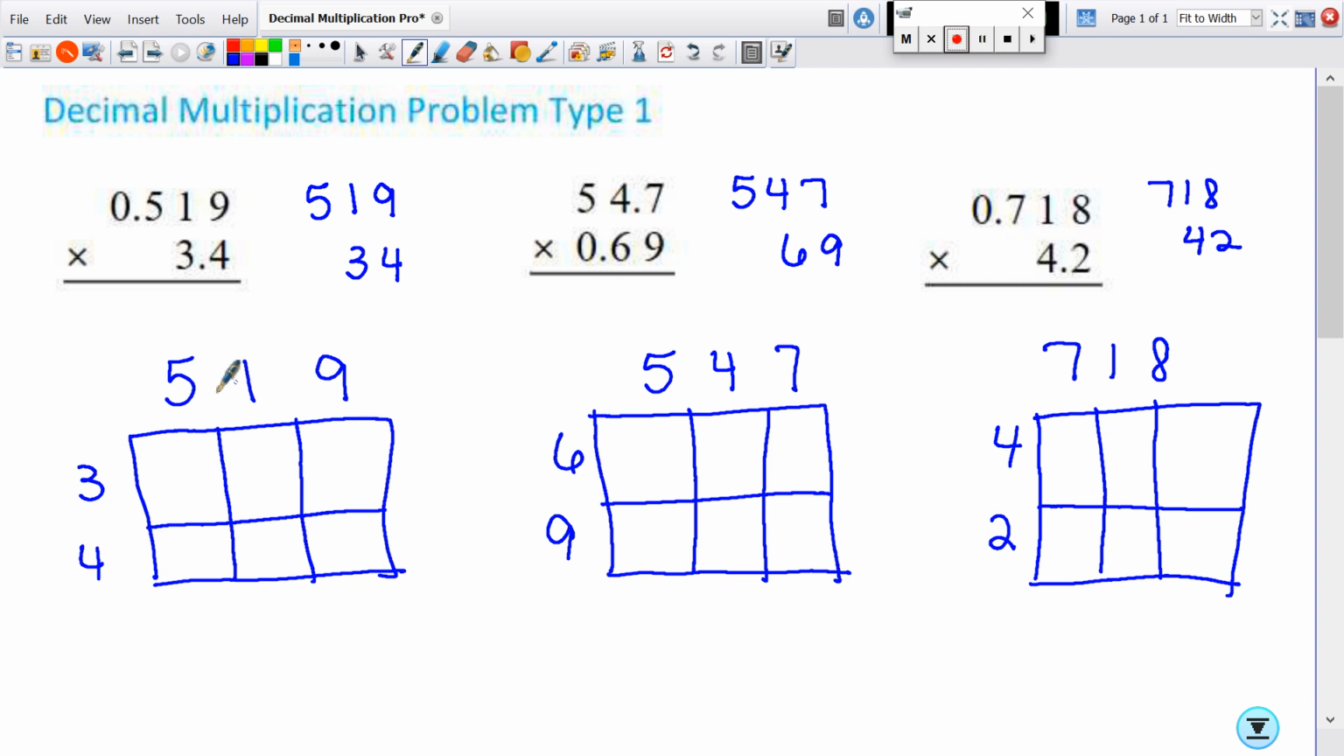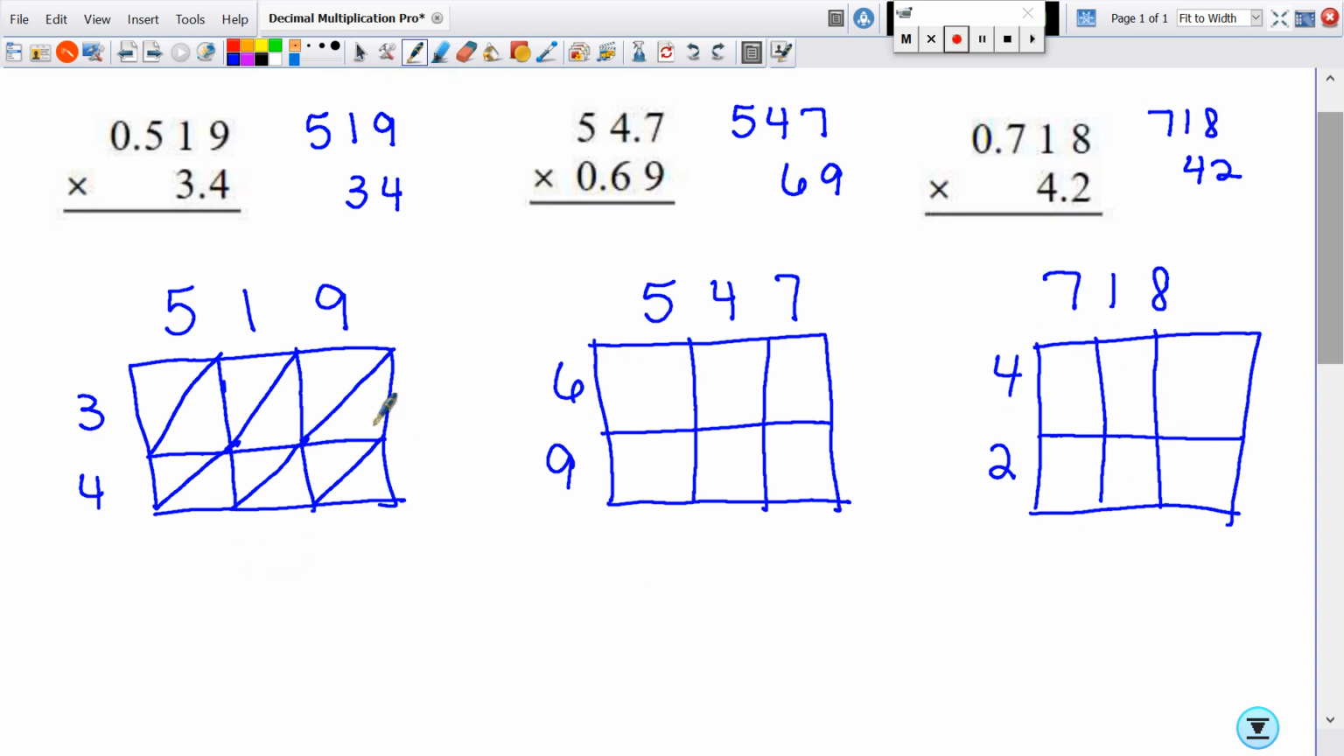So how you do that is you write the first number on the top and the second number vertically, and then you make a rectangle and separate the top numbers with vertical lines, separate the side numbers with horizontal lines. Now I'm going to make diagonals in each box like this. If you've never seen this done before, you might want to watch this video a couple of times so that you can understand what I'm doing. I'm going to try to explain it slower than normal.